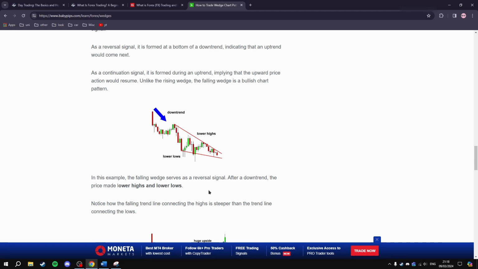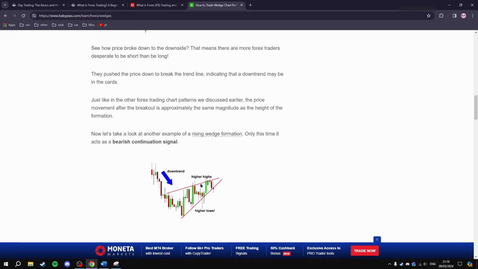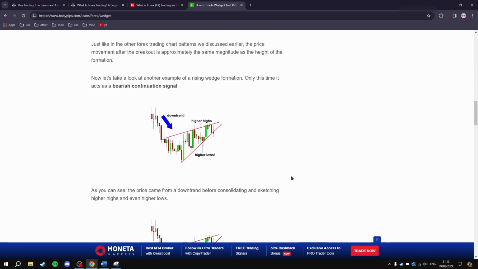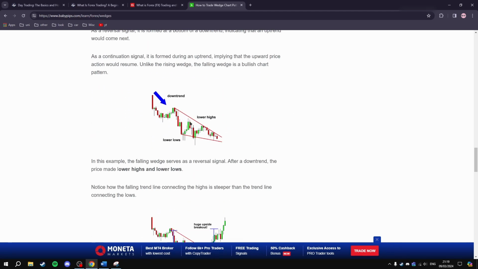After a downtrend, the price made lower highs and lower lows. Oh, do they mean lower highs and lower lows as in just the price being lower, or the high price being lower and the low price being lower? Well, that would make sense because the price from here dropped all the way to here, so the high price is dropping lower, so it's lower highs, and up here, higher highs. That means the high price over here is increasing, so it's becoming higher. Right, okay, I see.